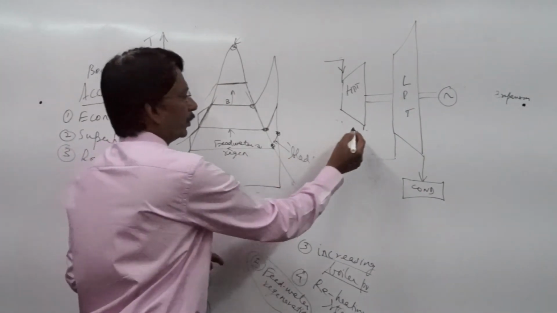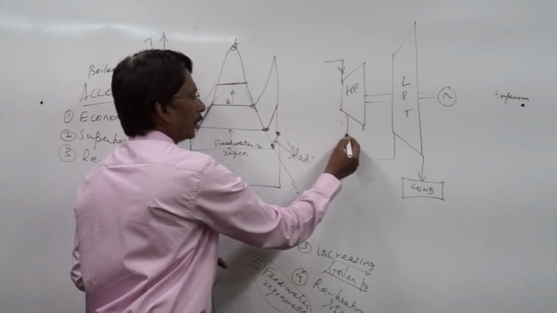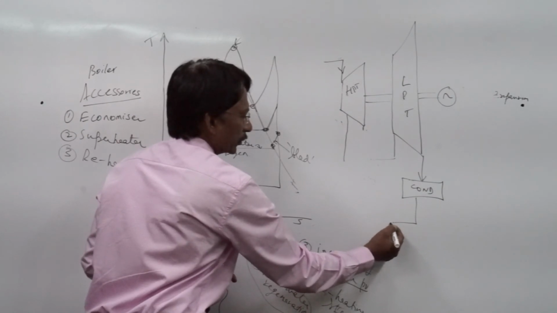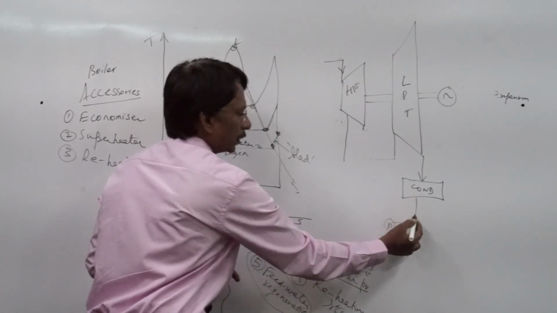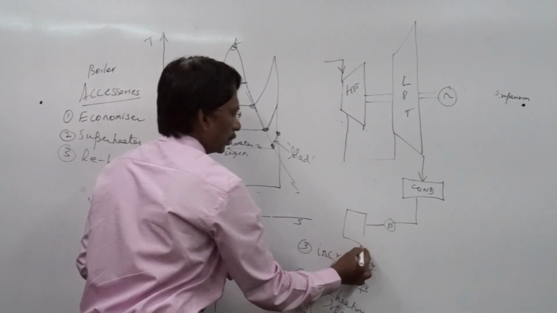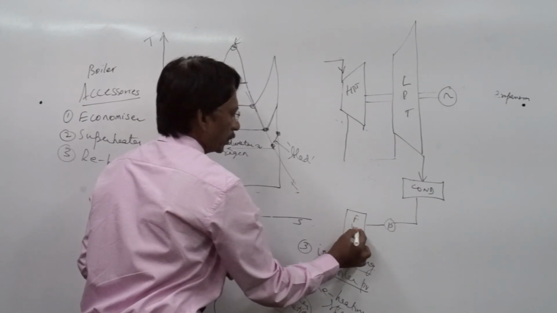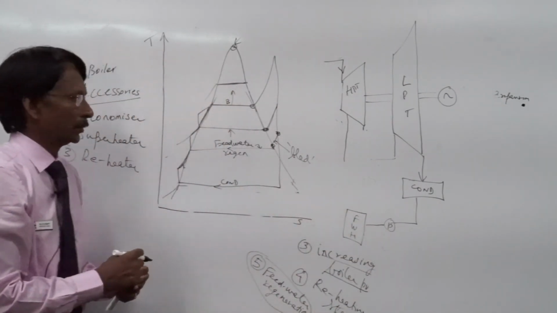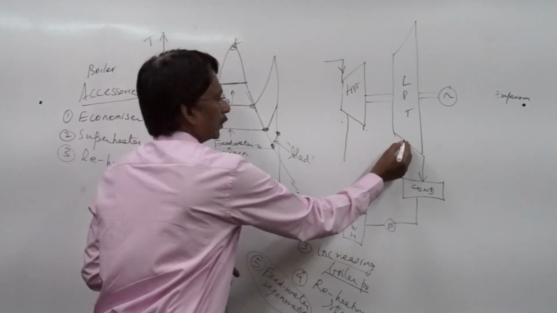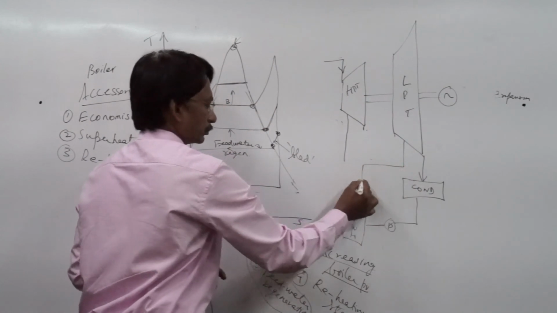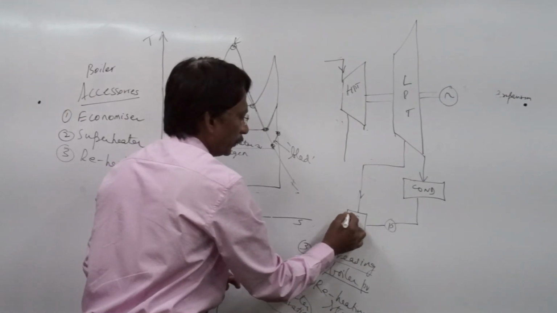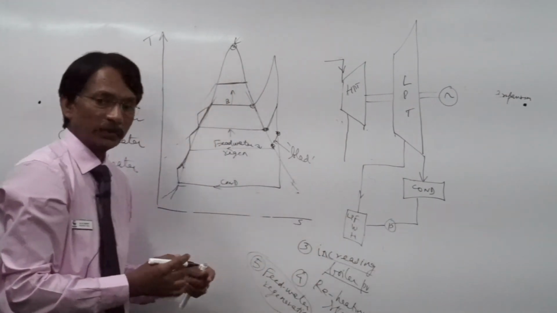What we do, we take a portion of the steam from the turbine, and we have the feed water which is coming out of the condenser. We take it to a feed water heater. This is steam which is bled from the low pressure turbine, so I call it as LP feed water heater, low pressure feed water heater.